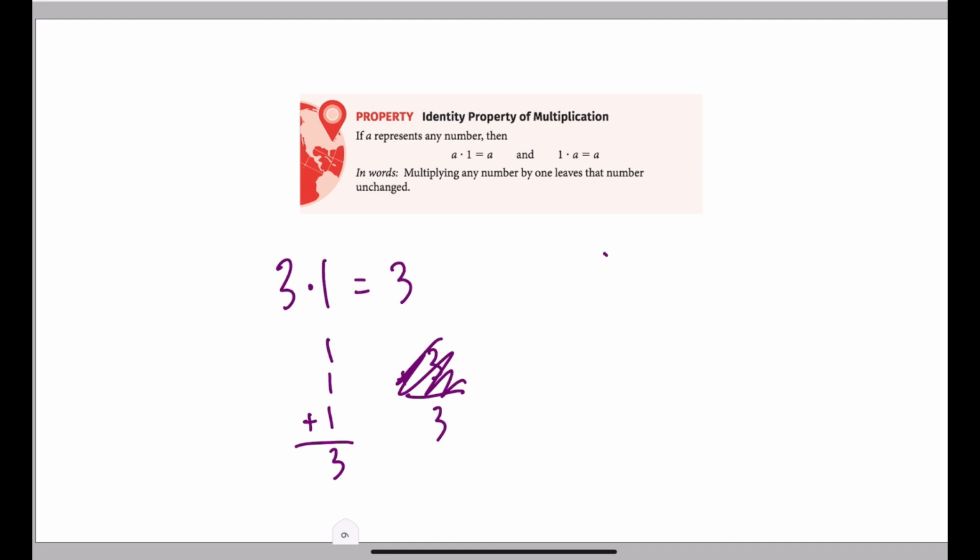So whenever I multiply by 1, whether it's in the front or it's in the back, the result will remain unchanged. And this is really handy in algebra. Not so much for multiplying by 1, but often for dividing. And we'll see a lot more of that. And so this is a really good property that comes in handy.